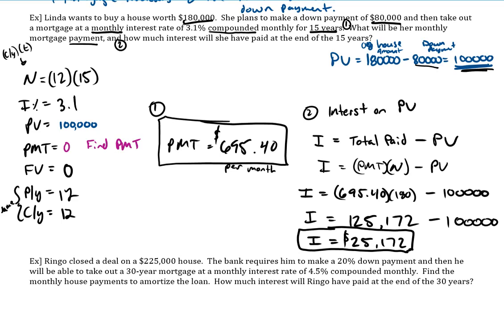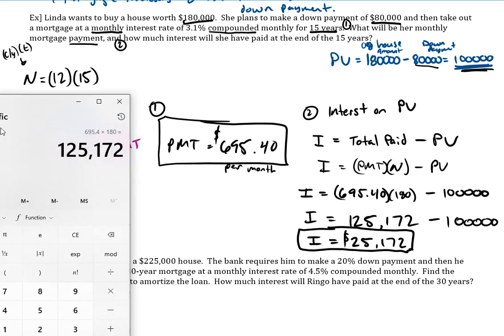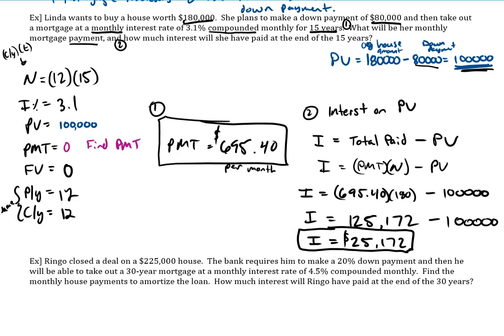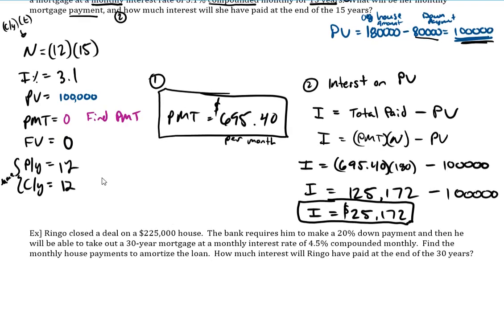So over 15 years, $25,000 was spent on the house. But again, probably we don't have $100,000 ready to spend immediately, so over 15 years, that's not too bad. All right, so that's it for this one. So we have the total interest.